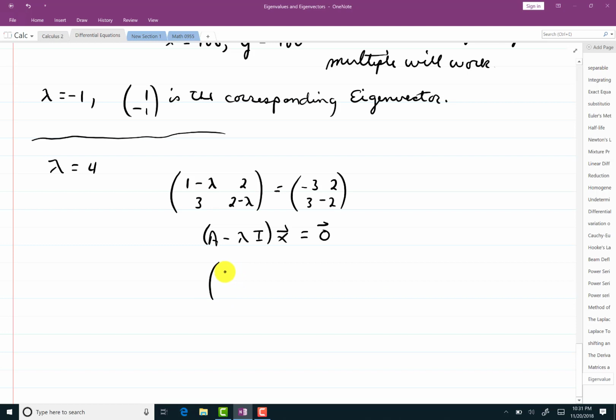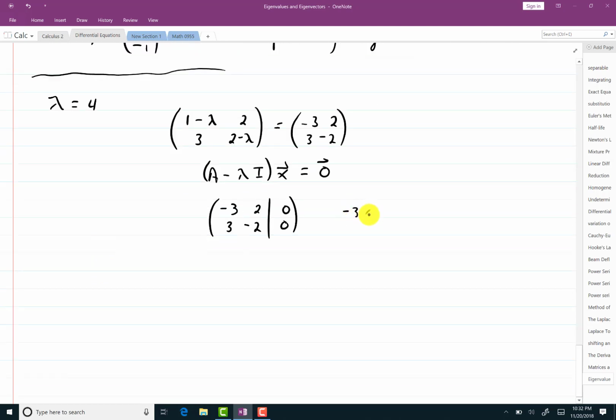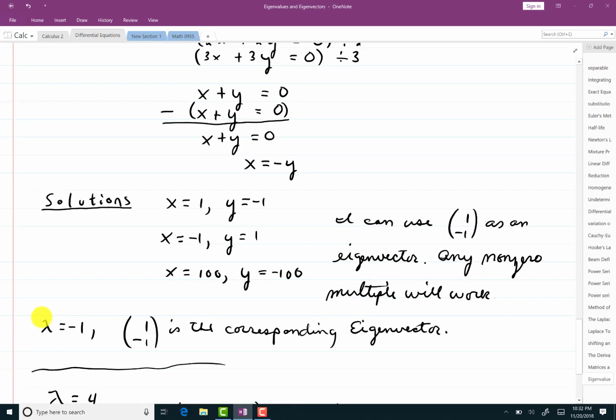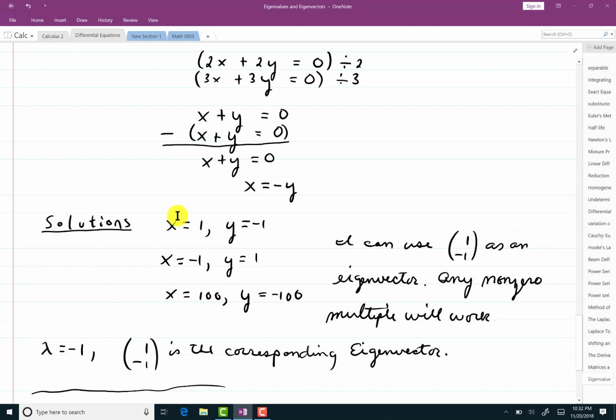So this would break down as the following. We might write it as an augmented matrix, or negative 3x plus 2y equals 0, and 3x minus 2y equals 0. Once again, if you add these two things together, you will get 0 equals 0. Let me pause for a moment. I made a mistake right here. You won't get x plus y equals 0. You'll get 0 equals 0. So you can use either one of these equations, or it's just one equation to get this.